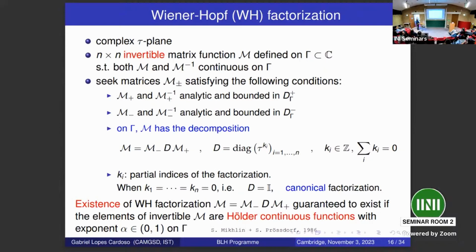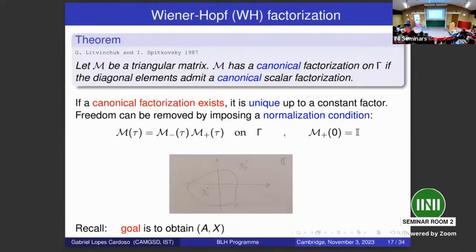I just misspoke. So sorry. We are here on the complex tau plane. So whenever we have a function curly M, which is defined on the contour gamma, whose entries are Hölder continuous functions with exponents in the range 0 and 1, then such a matrix admits a Wiener-Hopf factorization. Now, we'll be interested in canonical Wiener-Hopf factorizations, which are a special case of Wiener-Hopf factorization. So you may ask the same thing about canonical Wiener-Hopf factorizations, and there things are even more complicated.